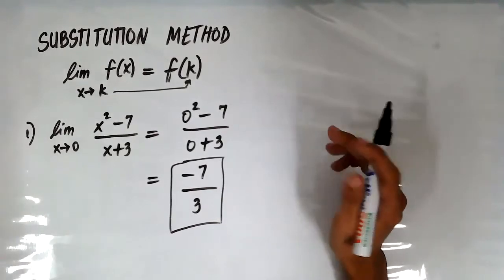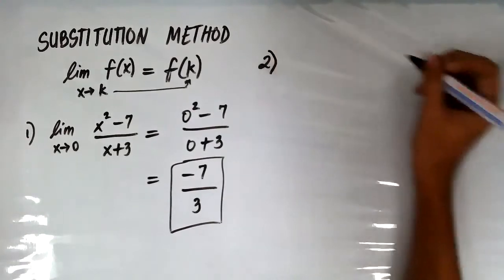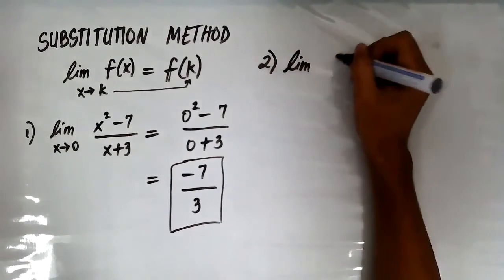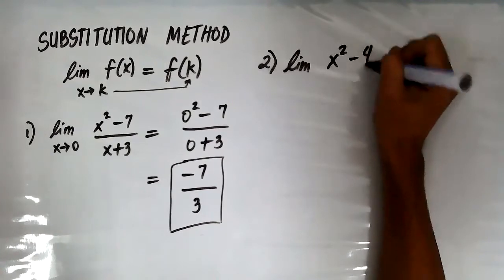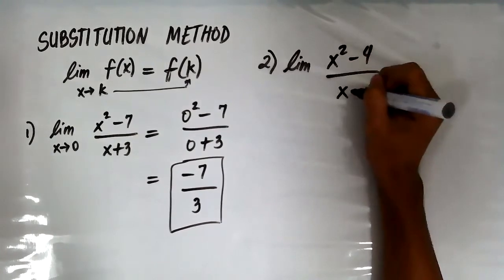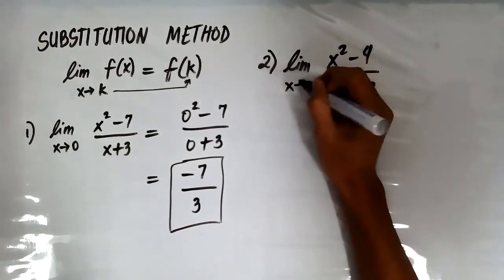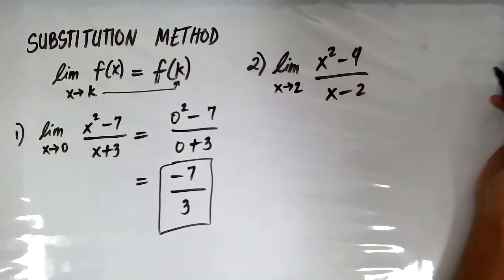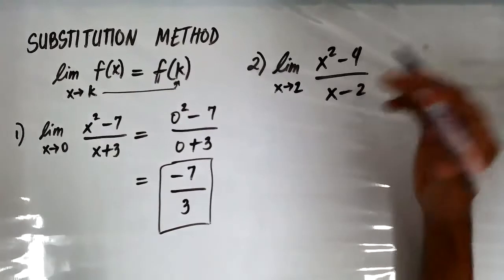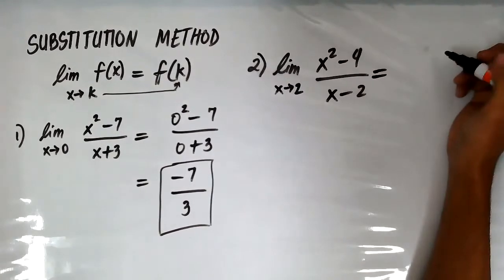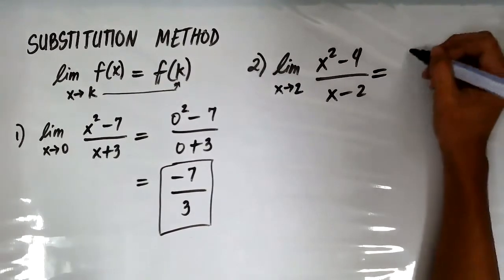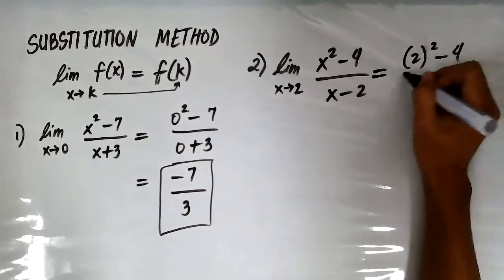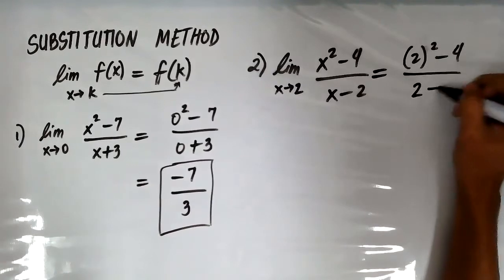Let's have another example in number 2. We're going to get the limit of x squared minus 4 all over x minus 2 as x approaches the value, let's use 2. We have here, again, a rational function. So let's apply the substitution method here. We will have here the square of 2 minus 4 all over 2 minus 2.